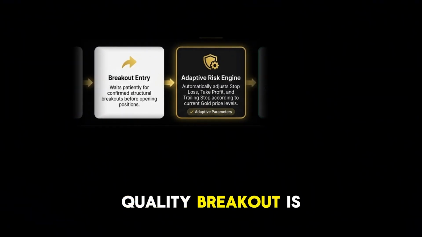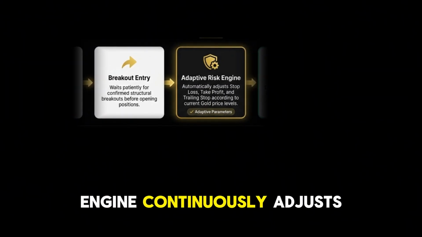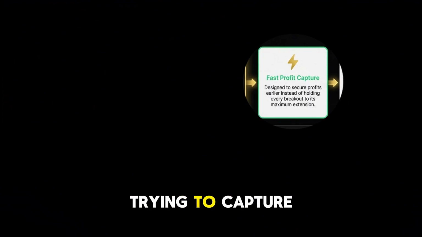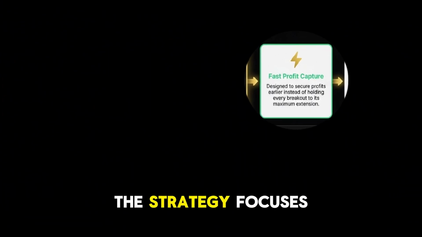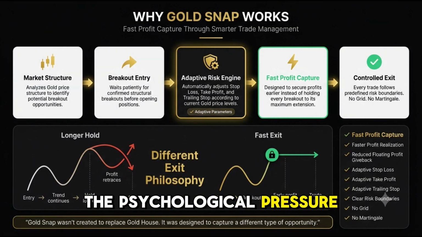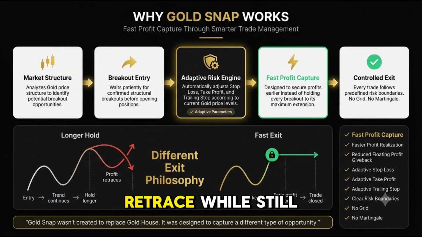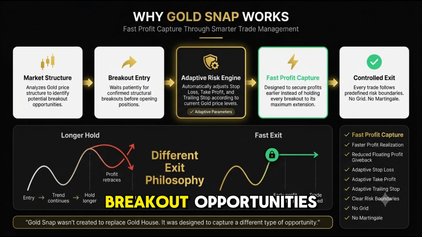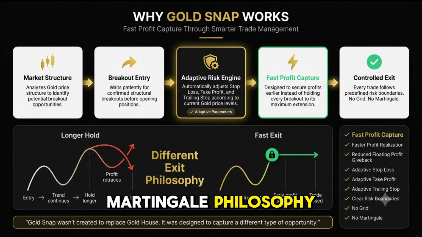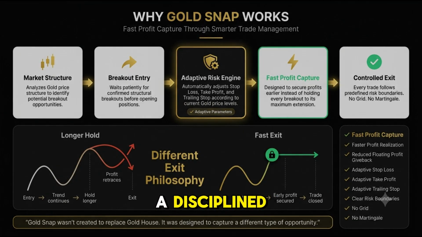Once a high-quality breakout is confirmed, its adaptive risk engine continuously adjusts the stop loss, take profit, and trailing stop to match current gold price levels. Rather than trying to capture every last dollar of a move, the strategy focuses on securing profits earlier. This helps reduce the psychological pressure of seeing floating profits retrace while still participating in strong breakout opportunities. Combined with predefined stop-loss protection and a strict no-grid, no martingale philosophy, Gold Snap aims to deliver a disciplined and structured approach to automated gold trading.